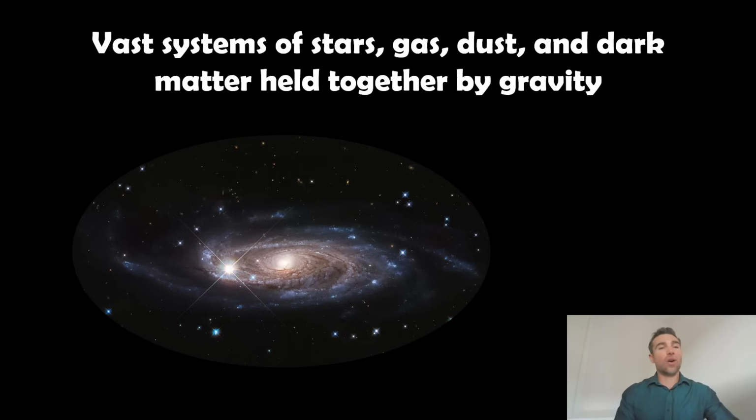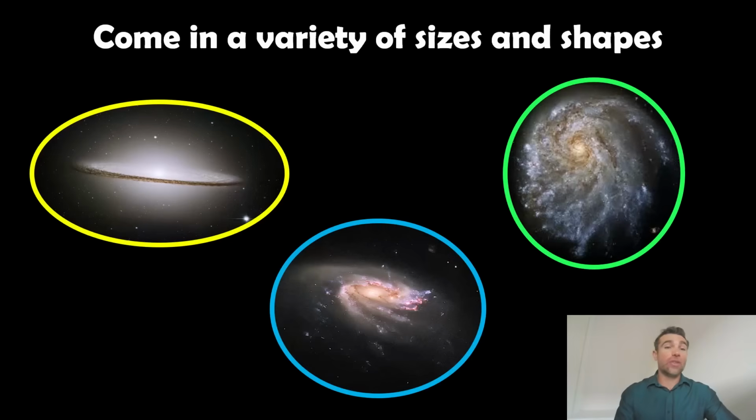So galaxies are these vast systems of stars, gas, dust and dark matter. They're gravitationally bound. Some of those are rotating like a disk, like your spiral galaxies. Others are more spherical, but they are comprised of stars, gas, dust, dark matter, in different ratios depending on the type of galaxy, how old it is, and its size as well. So they do come in quite a variety of sizes.